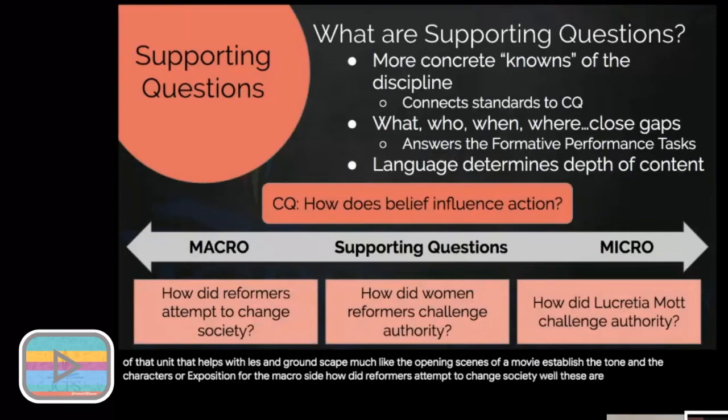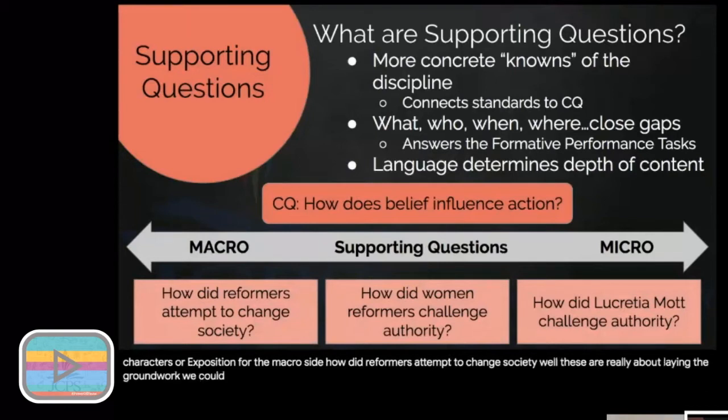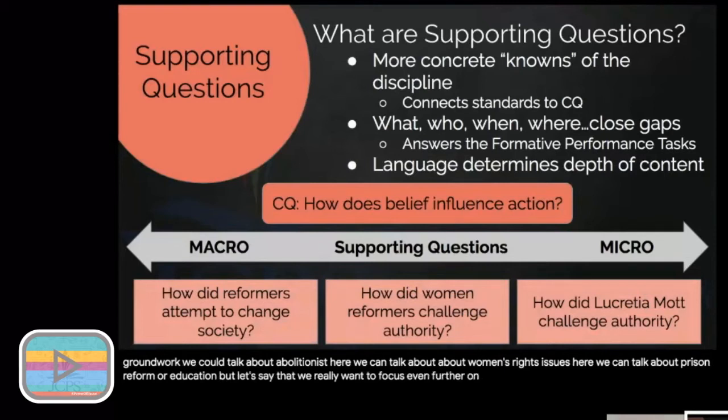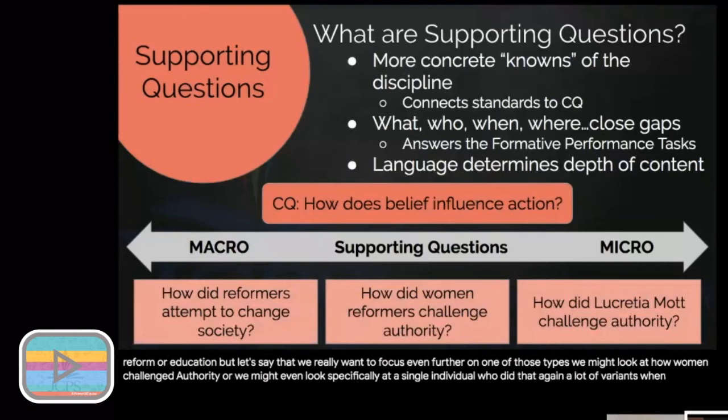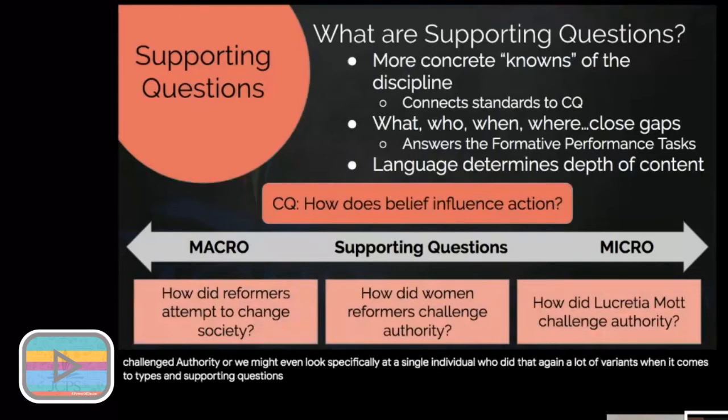Well, these are really about laying the groundwork. We could talk about abolitionists here. We could talk about women's rights issues here. We could talk about prison reform or education. But let's say that we really want to focus even further on one of those types. We might look at how women challenged authority, or we might even look specifically at a single individual who did that. Again, a lot of variance when it comes to the types of supporting questions that you use.